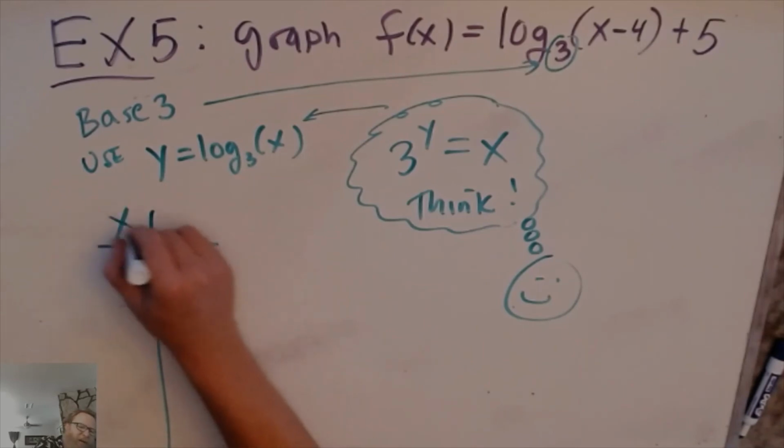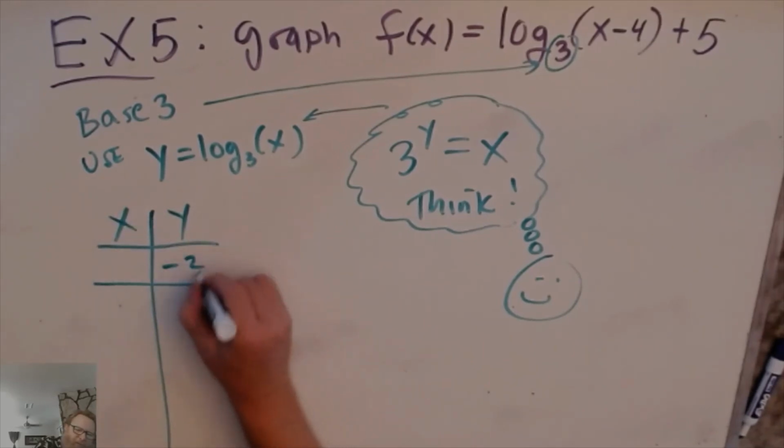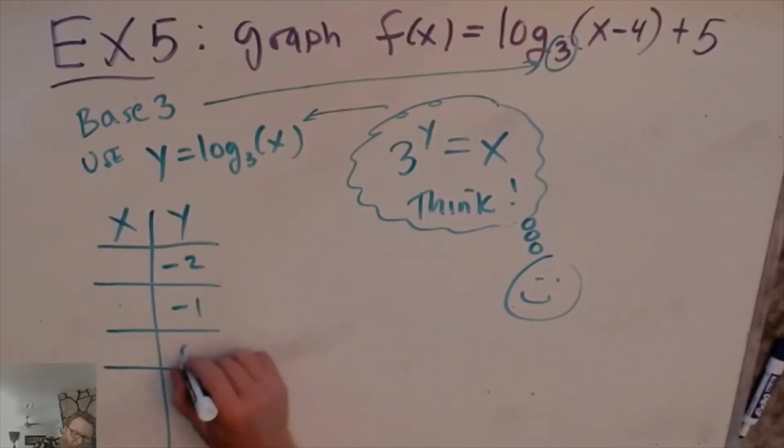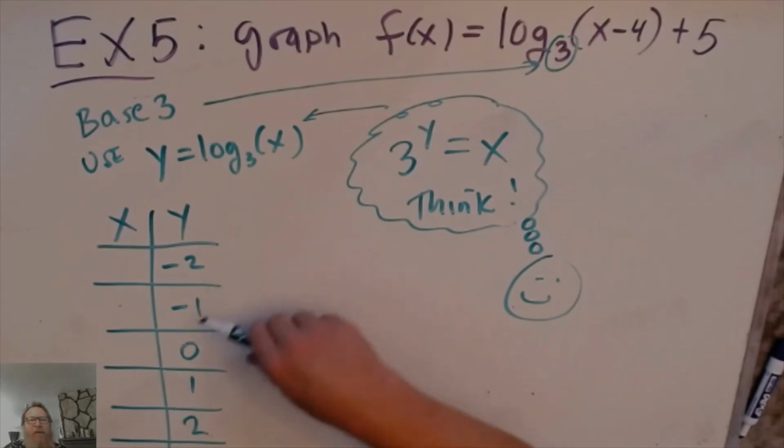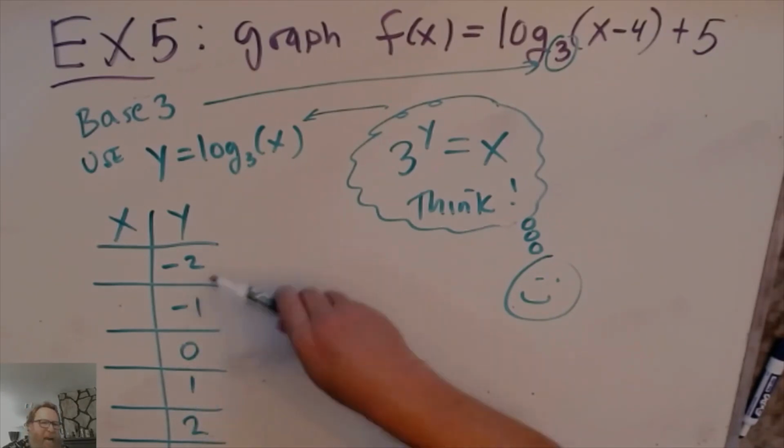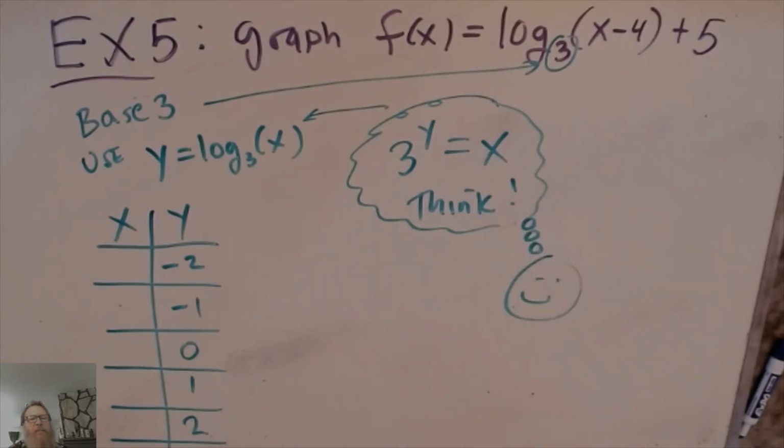One thing you'll find that I always do is I always pick the same y values. I never change my y values. -2, -1, 0, 1, and 2. All right. These are the same x values from the previous section. So what used to be an x is now a y.